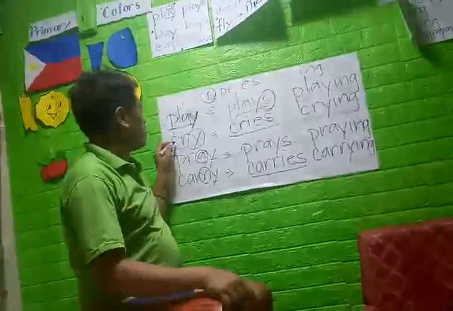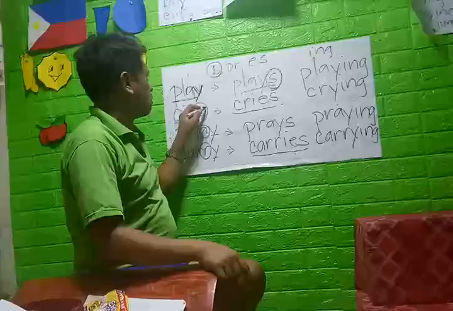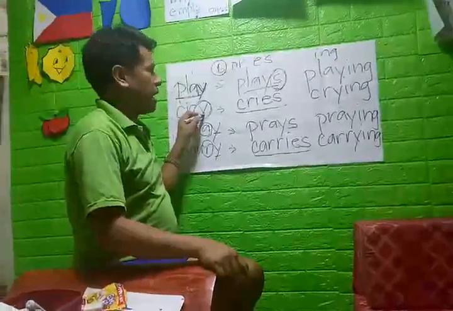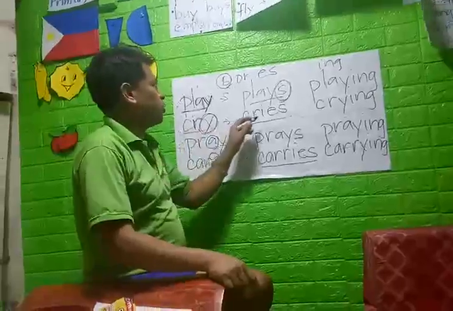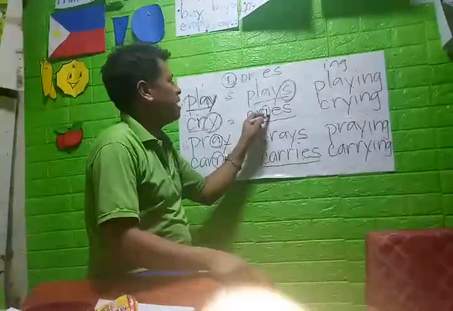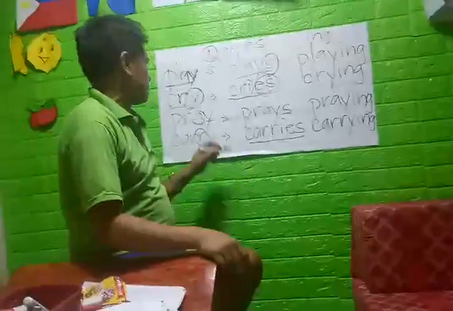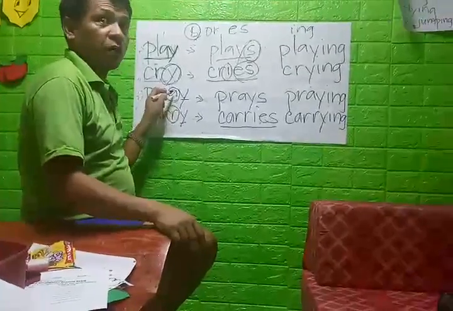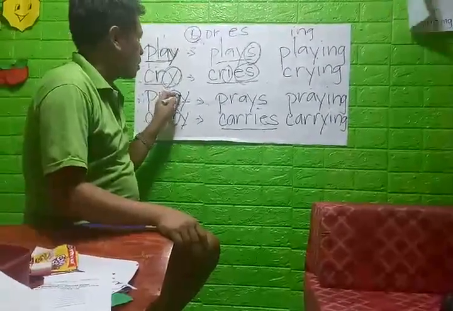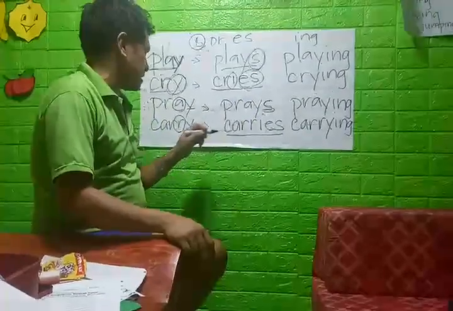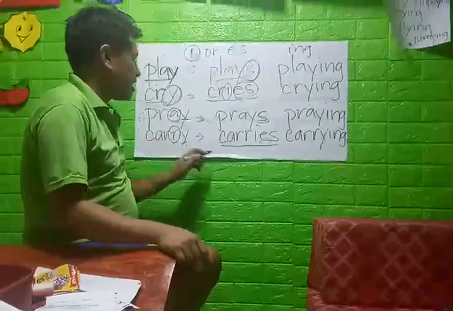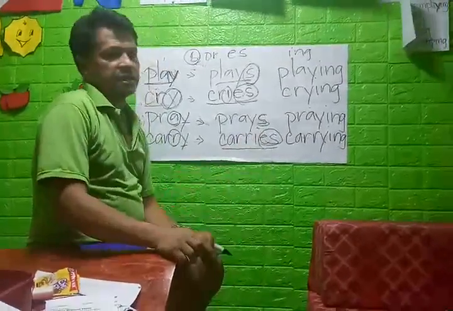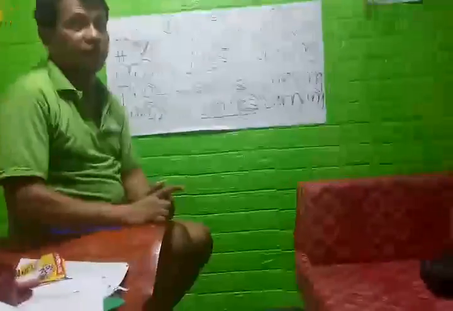What about if it is a word that ends with y but there is a consonant letter before the y? So that is cry. So we just have to change y to i, then add es. Again, a word that ends with y but there is a vowel letter a, you just have to add s. That's as easy as that. In the case of carry, you have to change this y to i, then add es. So that's the simple present tense of the verb.